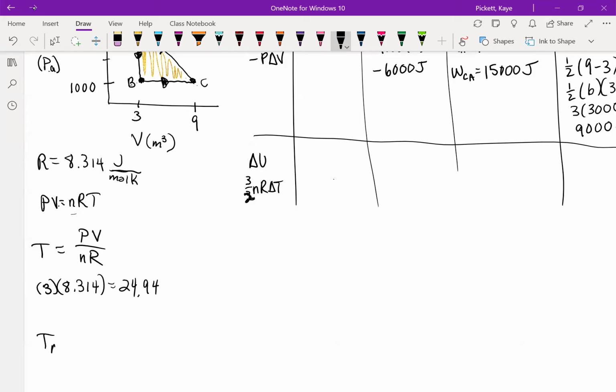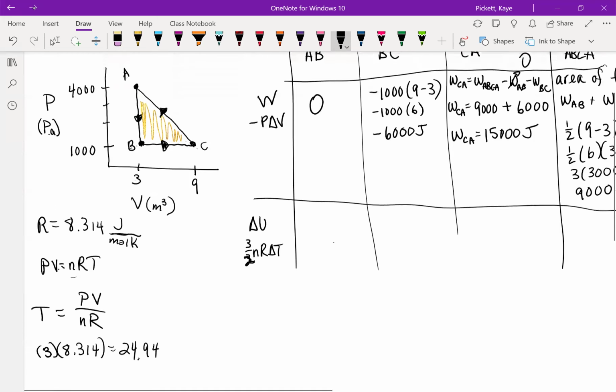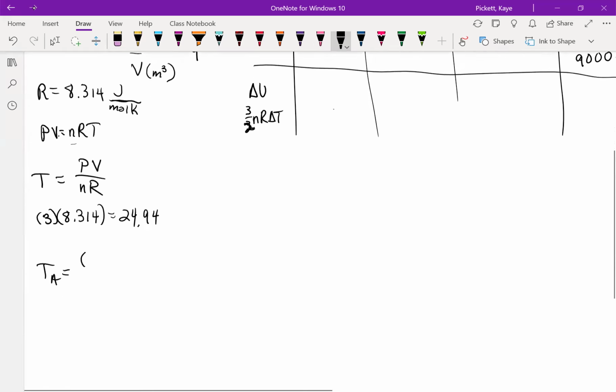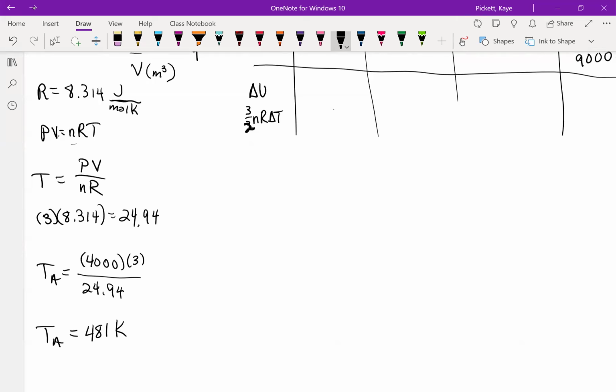So the temperature at vertex A is the pressure at A times the volume at A over 24.94. So I'm going to go to A here. My pressure is 4,000. My volume is 3. So the temperature of A is going to be 12,000 divided by 24.94, and that gives me 481 Kelvin. That's reasonable.